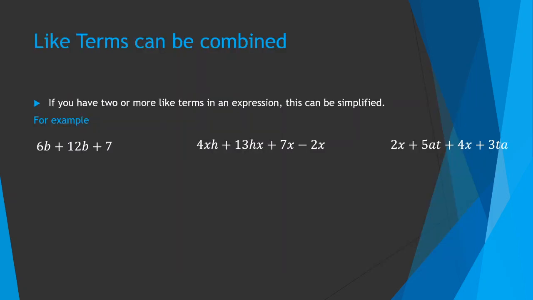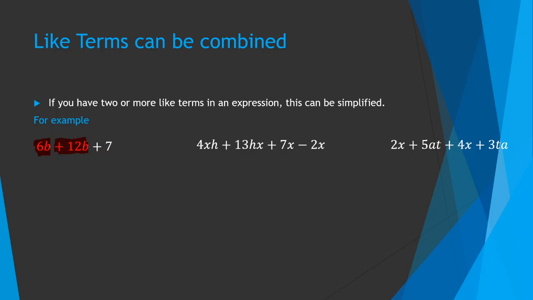So there's a reason why we've learnt what like terms are, and that's because you can simplify really long expressions like the ones you see on your screen by collecting like terms. So the dot point says there, if you have two or more like terms in an expression, it can be simplified. So let's look at the first example. Here we have 6b and 12b, which are like terms because they both have the letter b in it. So I'm just going to highlight them both.